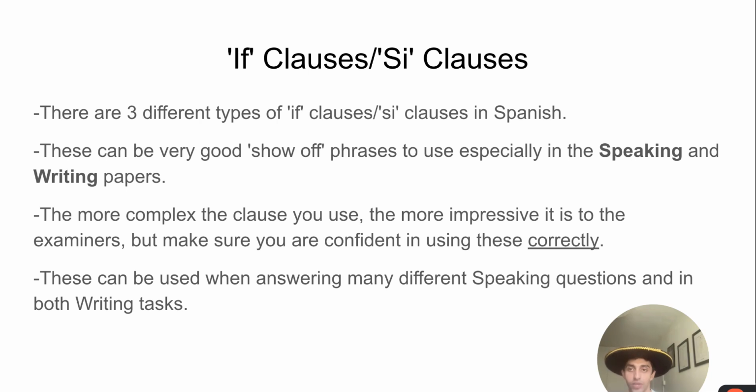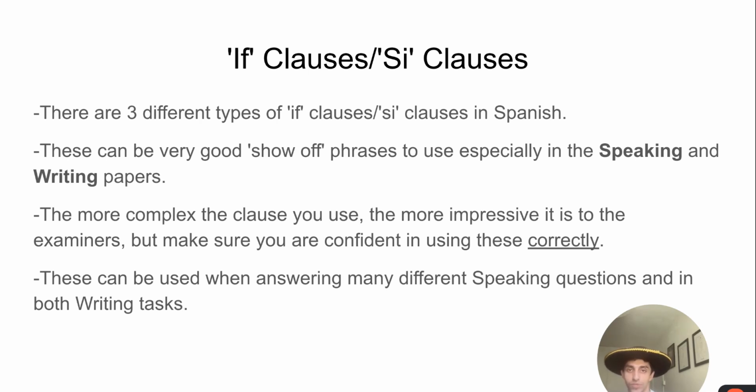There are 3 different kinds. We're going to look at each of them in turn, one by one, and they get progressively harder as we go along, and quite considerably so as well. So the first type is the easiest, second type definitely somewhere in the middle, and the third type is very challenging for students to use. They can definitely be used to impress examiners.